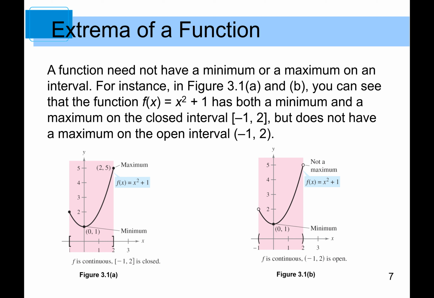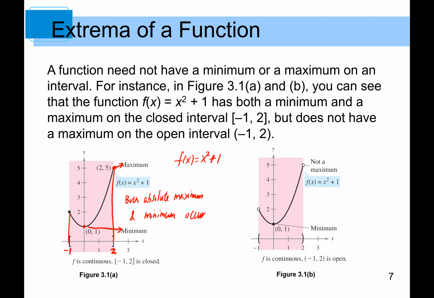So let's take a look at two graphs with the same function, f of x equals x squared plus 1. The left graph is a closed interval from -1 to 2. On this closed interval, as you can see, a minimum occurs here, and a maximum occurs here. So for this closed interval, both an absolute maximum and a minimum occur.